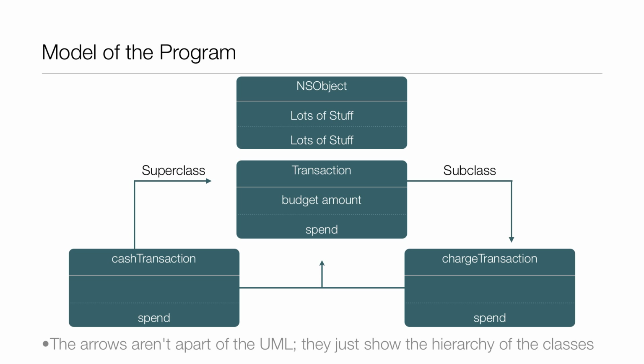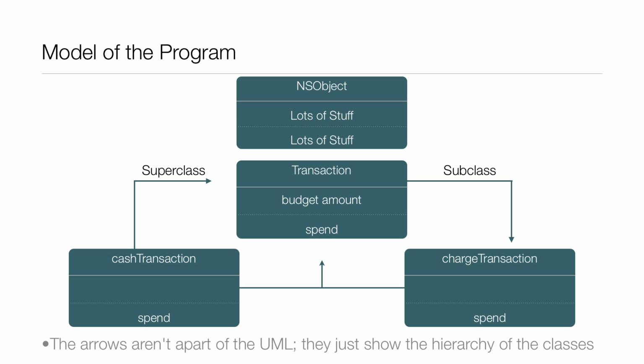And then you can see that CashTransaction and ChargeTransaction just inherit those two ivars. They don't declare any new ones. And then you can see that they also have spend. And you may be wondering, well, why are they declaring spend if Transaction already declared spend? Well, there's actually common functionality between CashTransaction and ChargeTransaction that is in spend. Functionality that is in both of those methods.